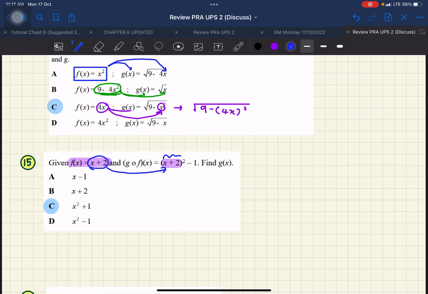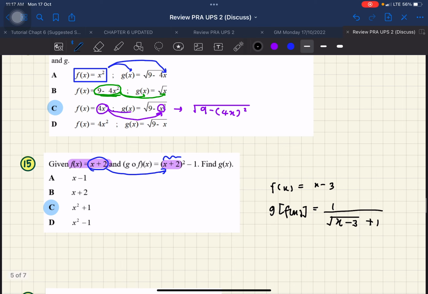Saya bagi contoh lain. Okay, so let's say other example that I have is, contohnya saya ada f(x) equals to x minus 3. Contoh. And then I have information on g of f(x), which is equals to 1 over square root x minus 3 plus 1. Contoh. Saya panjangkan yang ni. Okay, so sekarang soalan minta kita cari. So you need to find what is g(x).